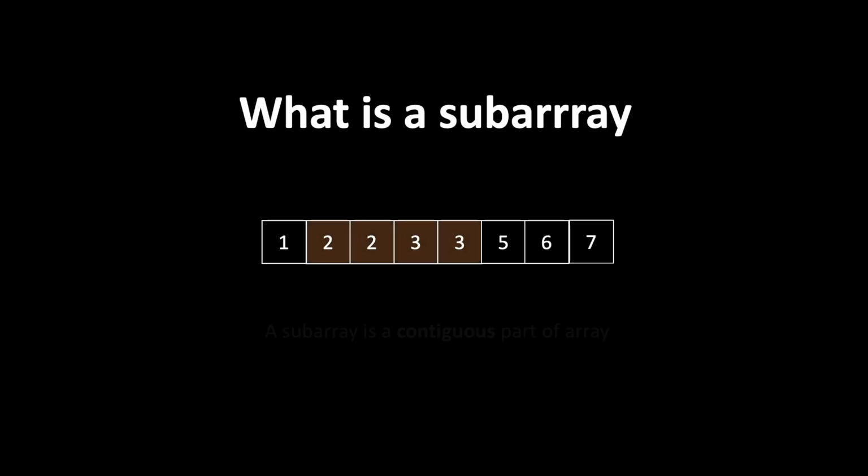Let's take an example. This is a subarray because we have not skipped any element and it is a contiguous part. Is this a subarray? No, because we have skipped two elements and we cannot skip it. Is this now a subarray? Yes, it is a subarray because we have taken continuous elements from 1 to 5.